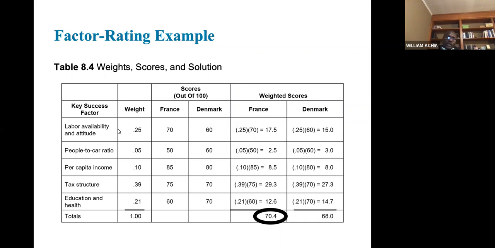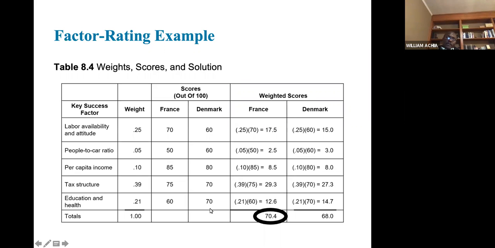So France, in terms of labor availability, is given a score here of 70. Denmark is given a score of 60, which tells us that France does a better job. It has more labor available with people who have the right attitude, or the attitude that the company is looking for. So in that regard, France becomes potentially a better option than Denmark. Looking at the people to car ratio, Denmark has a higher people to car ratio, so Denmark is better. The per capita income, excuse me, France has a higher per capita income. For the tax structure, France again has a better tax structure. And finally, Denmark has a better education and health system.